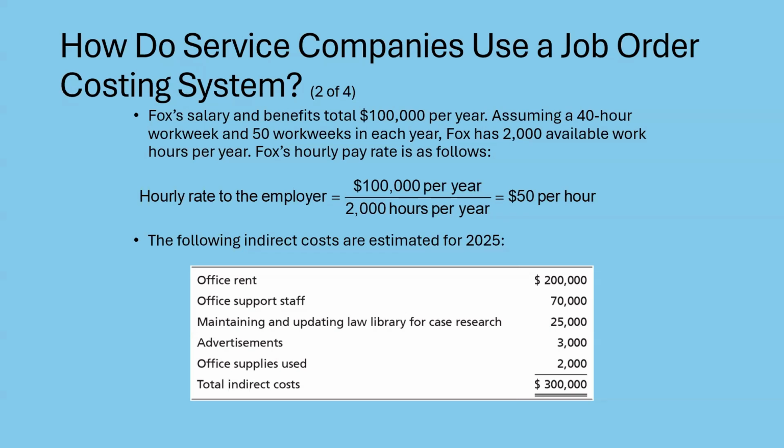So Fox worked 14 hours for client number 367. So the direct labor cost assigned to client 367 is 14 hours times $50 per hour, which is $700. Now this direct labor cost would be recorded on the job cost record for that client number 367.